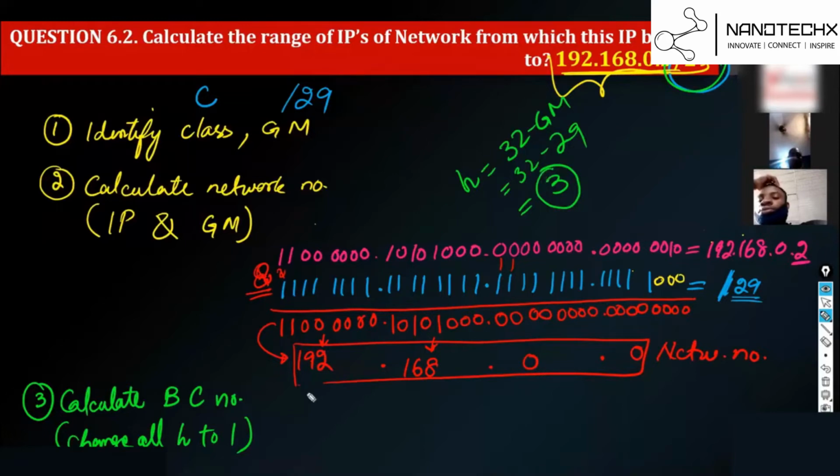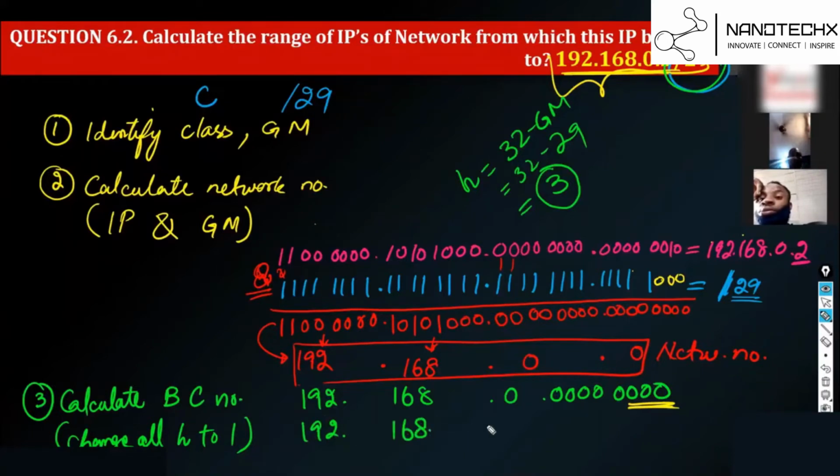So in this one, let me write again 192.168.0. Let me write the last one. 1, 2, 3, 4, 5, 6, 7, 8. So how many bits do we have to change? We have to change 3 bits to 1. So what will be the network number then? 192, sorry, broadcast number, 168.0. What is this number?